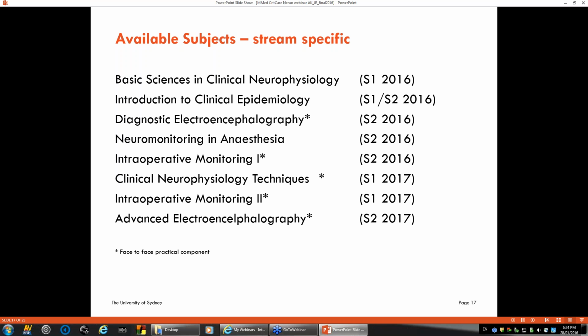Now, the other thing to point out is that some, but not all of these units of study, these stream-specific subjects, have face-to-face practical components. As shown in this list, the asterisk indicates where that particular subject has a face-to-face practical component, and that will be an intensive face-to-face experience over a course of 1 to 2 days for each of those subjects. And further details of those will become available in time.